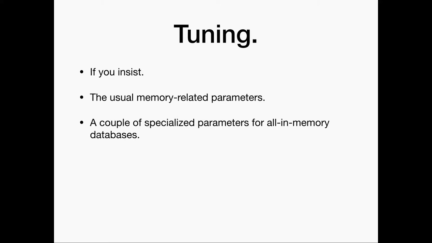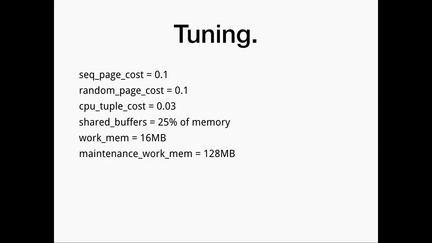How do you tune a database on this scale? Well, if you must, just the usual memory related parameters are fine. There are a couple of specialized parameters for all in memory. But at this stage, you can really just keep it simple. Don't go crazy. One of the problems with postgresql.conf is people pop it open and their first reaction is, we are going to die. There's 700,000 parameters in here, and if I get one wrong, everything will melt down. And the answer is, well, no. It's actually much easier than that.